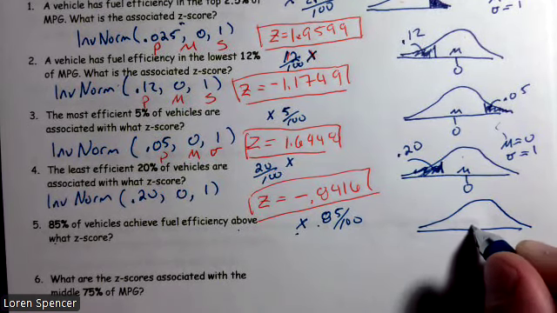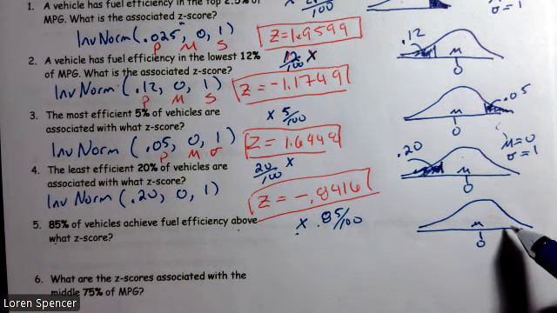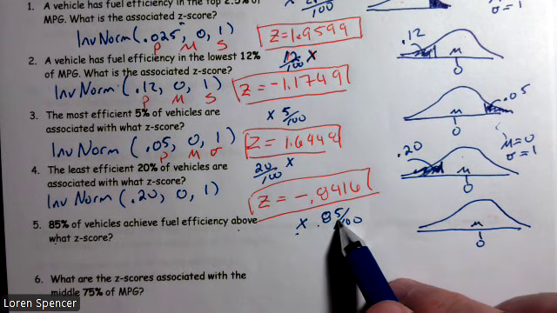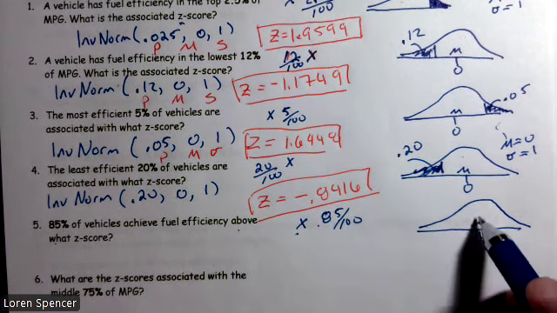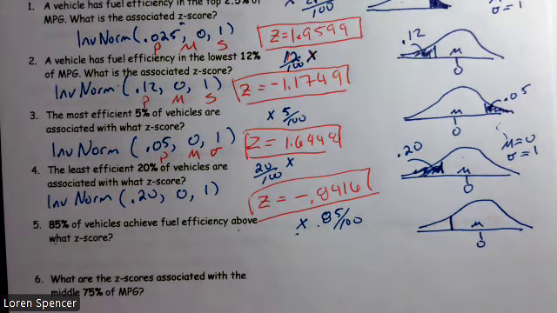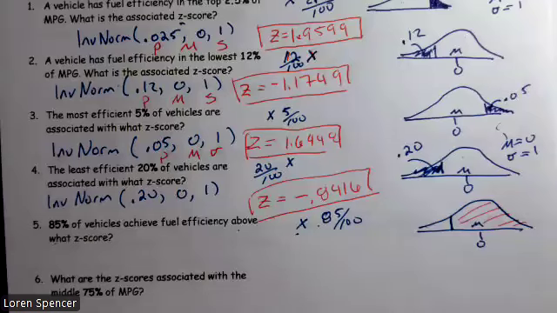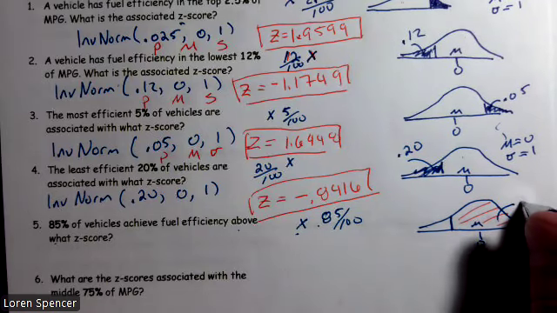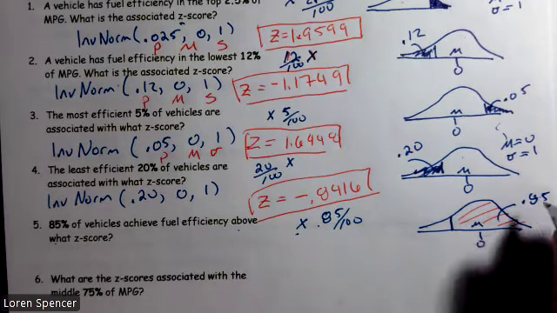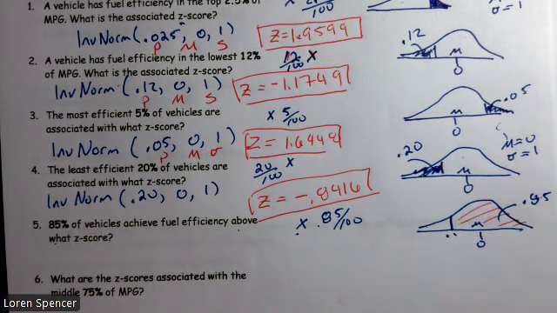So we have a 0, we have a mean, and it says above, so that means I'm shading from this way, but this is 85%. Well, 50% is halfway, so I got to come more than halfway. I'm going to have to come down here somewhere. So this right here is what I'm looking for. And this area right here happens to be 0.85. Well, that means my z-score is going to be negative because it's below.